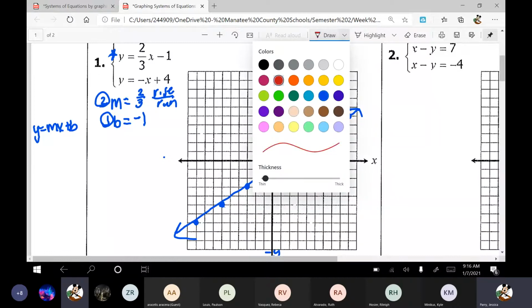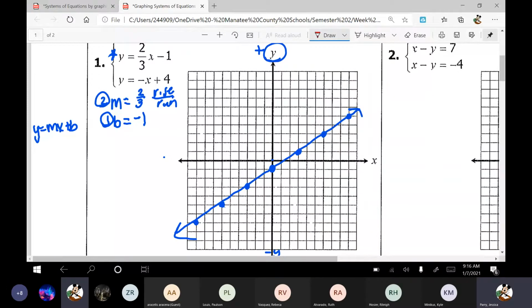Now I need to draw my second one, y equals -x plus 4. And again, I'm going to write m equals and b equals, where m is the number in front of x. In the chat, I want you to write, what is the number in front of x for this equation here? What is the invisible number in front of x? There's an invisible number. You can go ahead and write it in the chat.